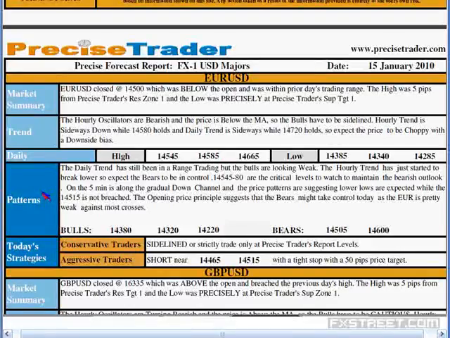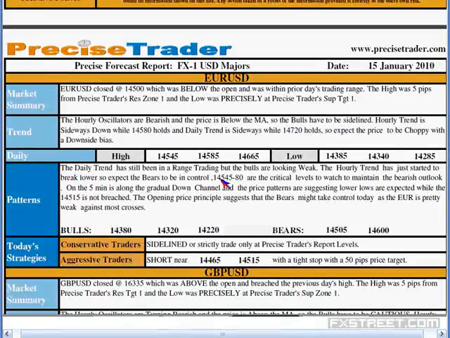So the most key portion in this reading, these 2 sections, are the patterns and today's strategies. These are the places whereby you can have a clear idea what to look forward to or what is to be expected. So the daily trend has still been in a range trading, but the bulls are looking weak. So this is what we are expecting, right? And the hourly trend has just started to break lower. So expect the bears to be in control.